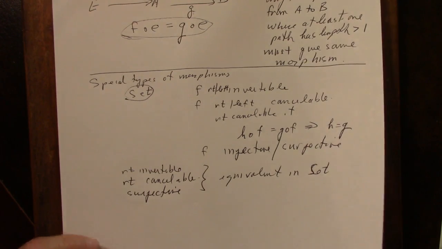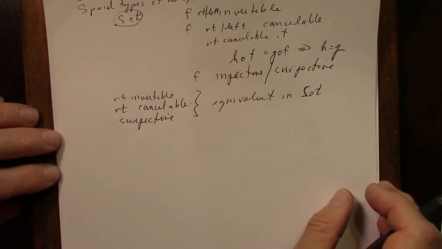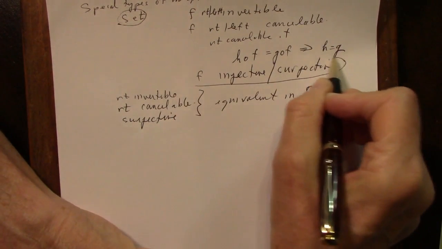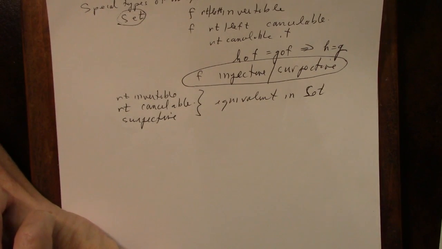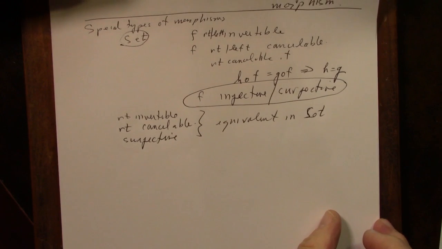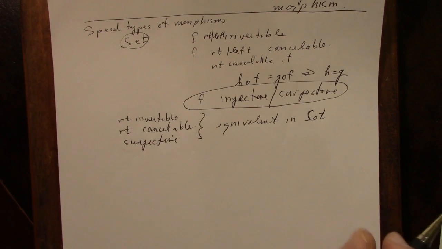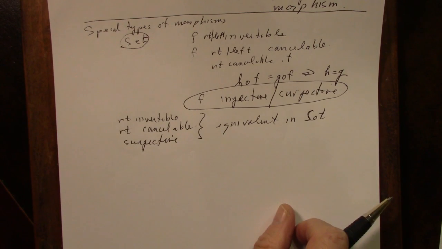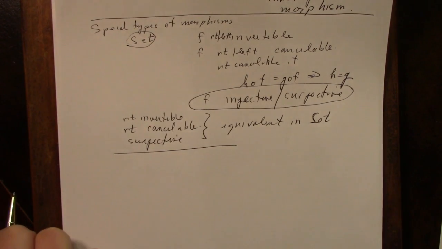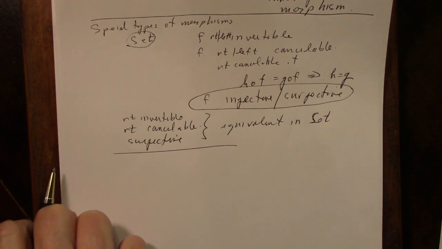But what about in arbitrary categories? Well, the first problem is injectivity and surjectivity are not categorical concepts because they are defined in terms of elements and not morphisms. So when we are discussing arbitrary categories, those two concepts disappear. So that leaves us with invertibility and cancelability. But in arbitrary categories, those two concepts are not equivalent.